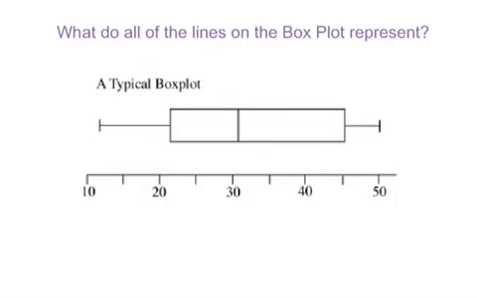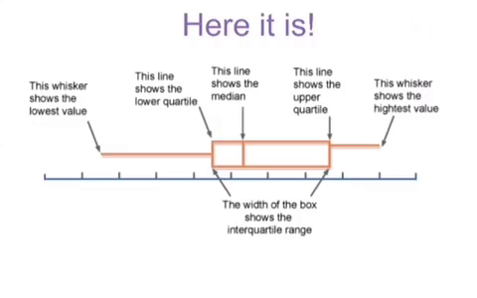The first thing we want to know is, what do all these lines on the box plot represent? You need to know how to read a box and whiskers plot. So here it is, and I even took the liberty of throwing some numbers in there for you because that's going to make it a lot easier. But you're going to want to make sure you have these things written down in your notes. This is what these different lines represent.